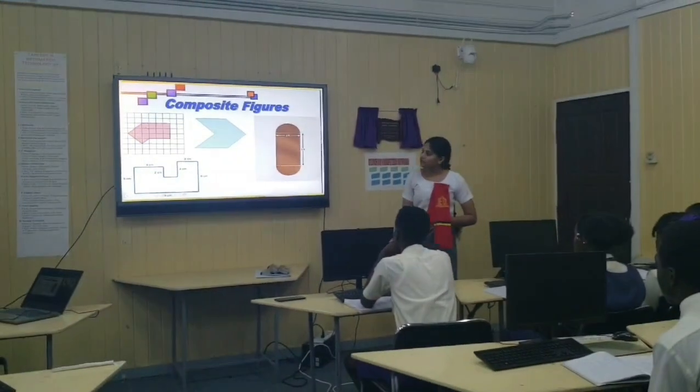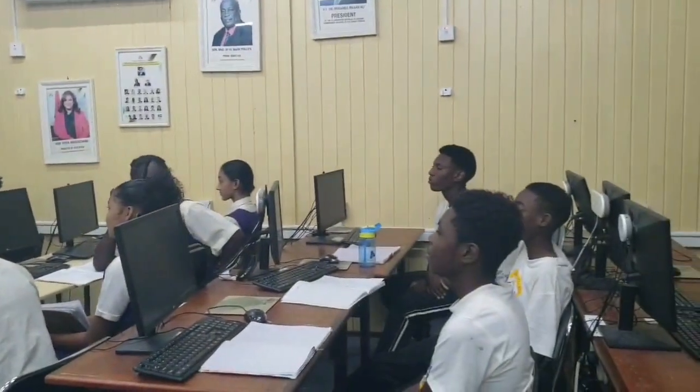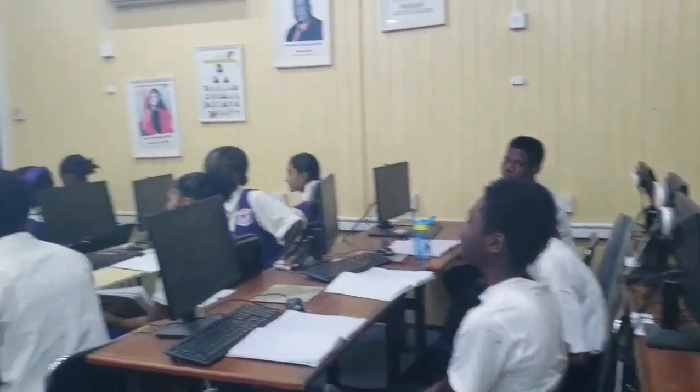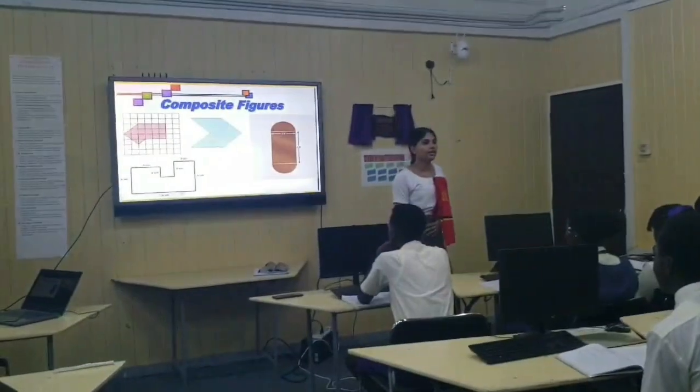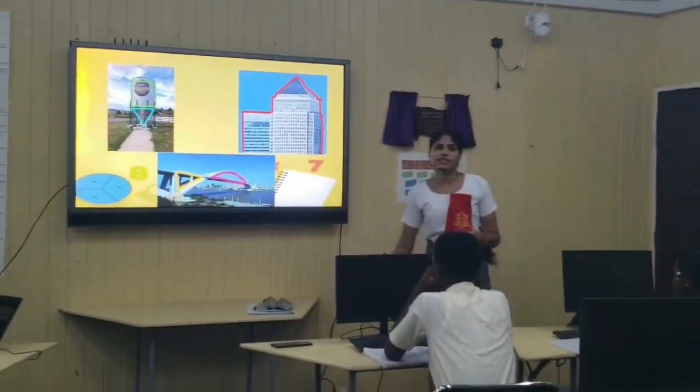Can I have another volunteer for the last shape? Yes, Dontrell? The last shape is made up of 2 rectangles and a square. Very good. So now we have more examples. We have real life examples.